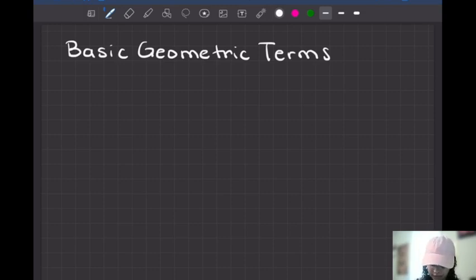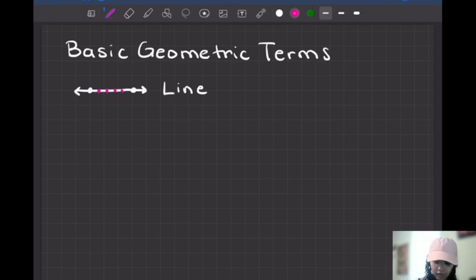Let's start off with one of the very first ones. This right here is a line. A line in geometry is just an infinite collection of points. I can draw as many points as I want on this line, and it just goes on forever and ever in both directions. The difference between a line and the next one, a line segment, is that a line never ends.